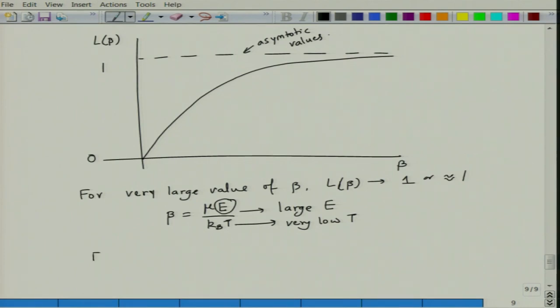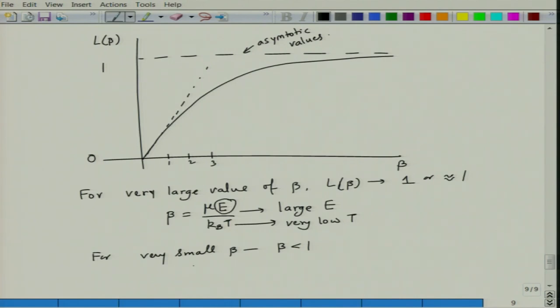Whereas for very small values, that is beta less than 1, at the very low values you tend to have a very sharp change in slope. So here you draw the values 1, 2, 3. Generally L(beta) is taken greater than 1 because for small values you cannot use that function for the purposes that we want to use.